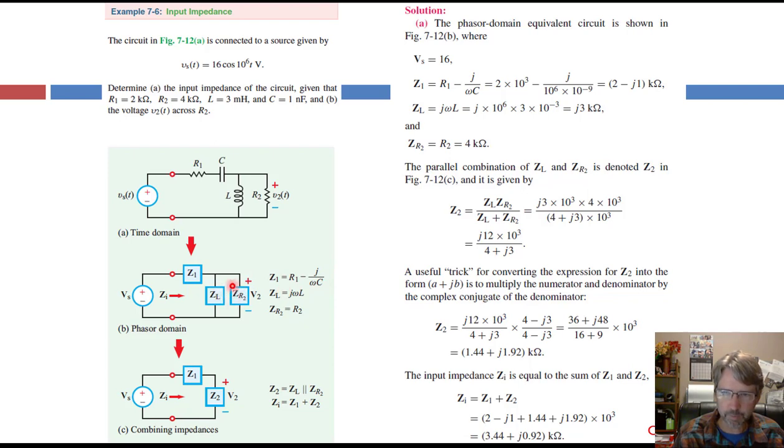So then these two would be in parallel, and to get a Z2 here, we would put ZL in parallel with ZR2, and then we would add them together at the end. So just like you do with resistors, pick two that are obvious, replace them, find another two that are obvious, replace them, and eventually you'll simplify the circuit.